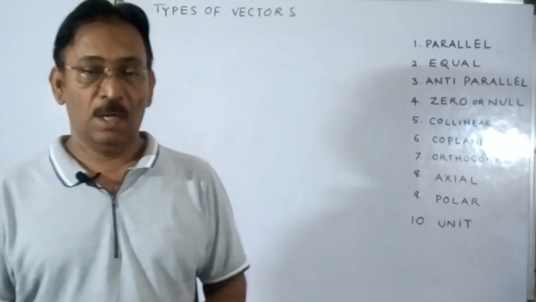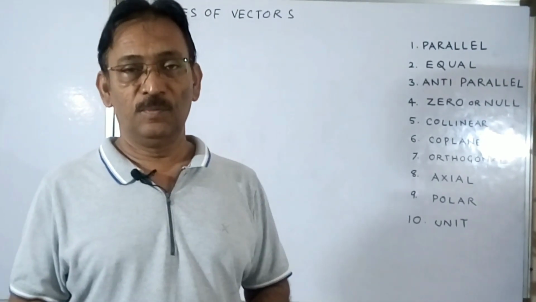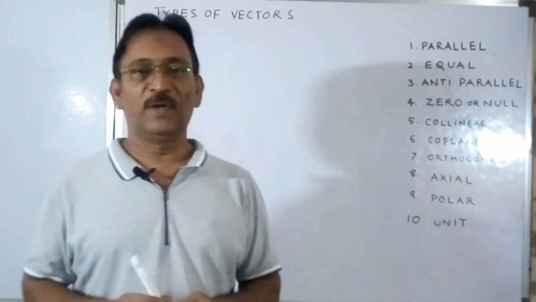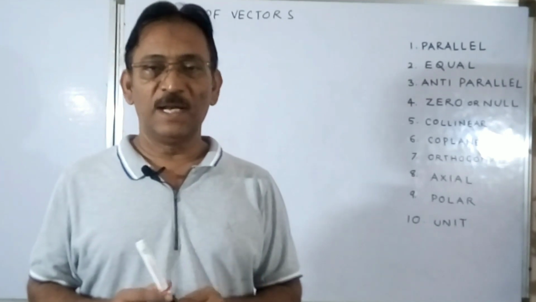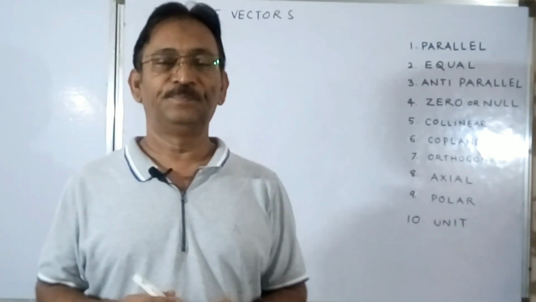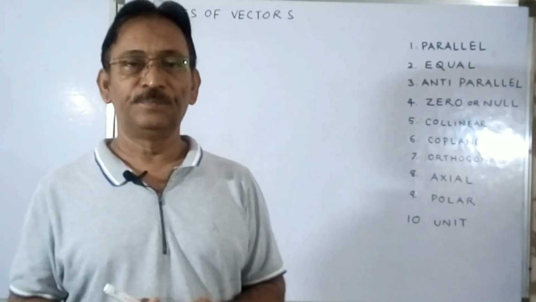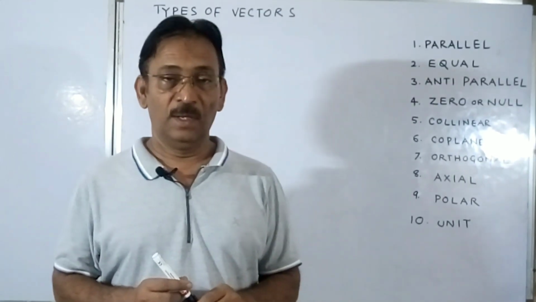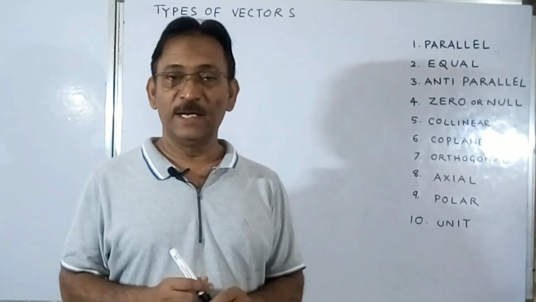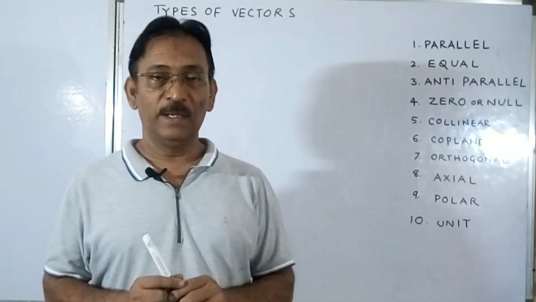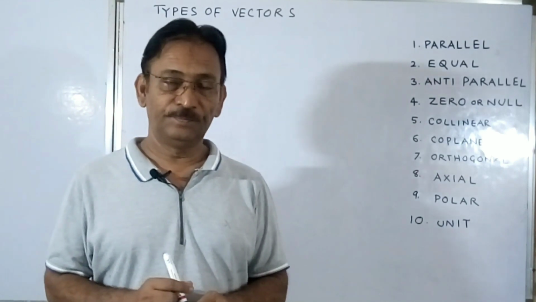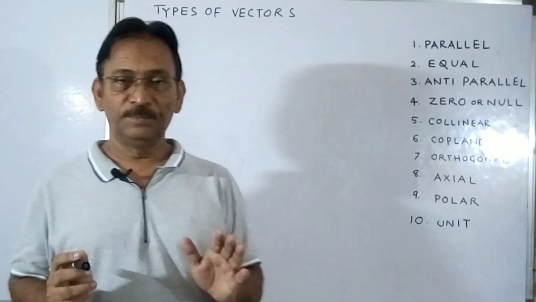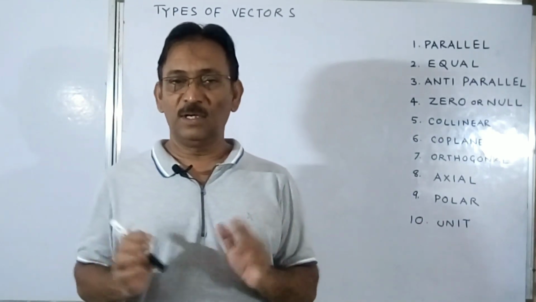Students, in this part of the video, we are going to learn about the types of vectors. In the previous class, I explained what a vector and a scalar are. Again, I repeat, a vector is a physical quantity which has both magnitude and direction, and it has to obey the triangular law of vector addition. We will learn about this triangular law later.